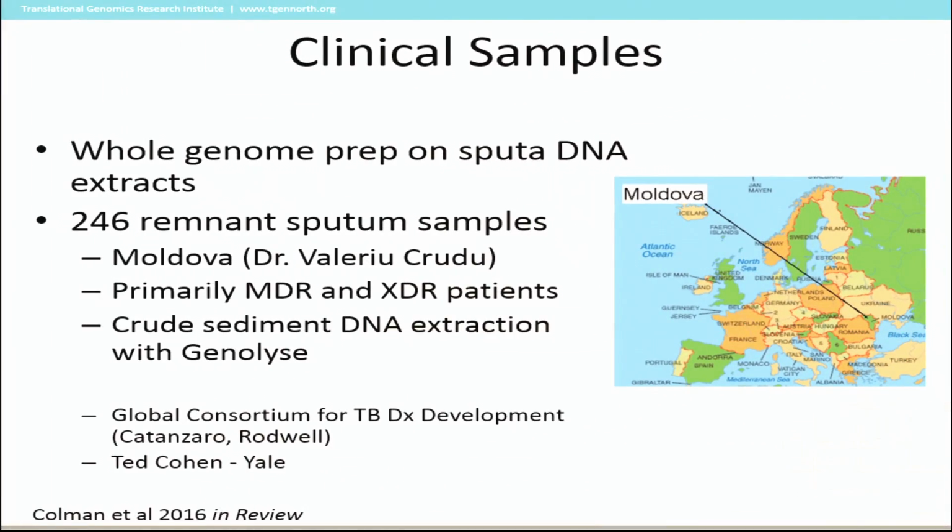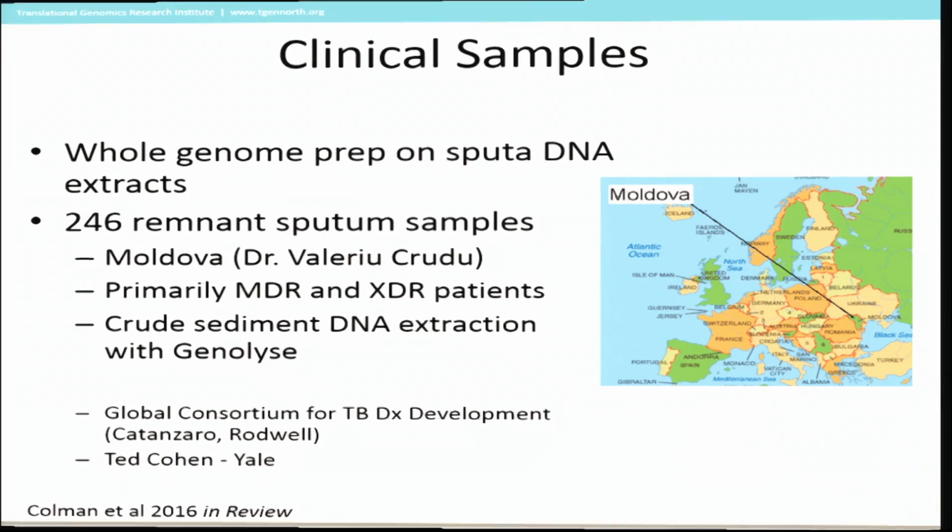We've validated this now across a number of sample sets. The first one is in a paper that's in review by Becky Coleman, who's here as well, and if you have questions, she's a great one to track down afterwards. We looked at remnant sputum samples from Moldova from Dr. Valeru Curdu. This was provided by Rodwell Catanzaro with the Global Consortium for TB Diagnostic Development. These were crude sediments that we were able to just run, do the amplification and the sequencing on, and had really tremendous success.